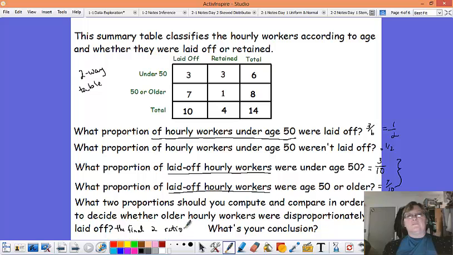Over ratios or proportions, what's my conclusion? Well, you can tell I'm giving you kind of my opinion through here. Your opinion may not agree with mine, but it looks to me like there might have been some age discrimination going on. So I'm going to write that here. There may have been some age discrimination.